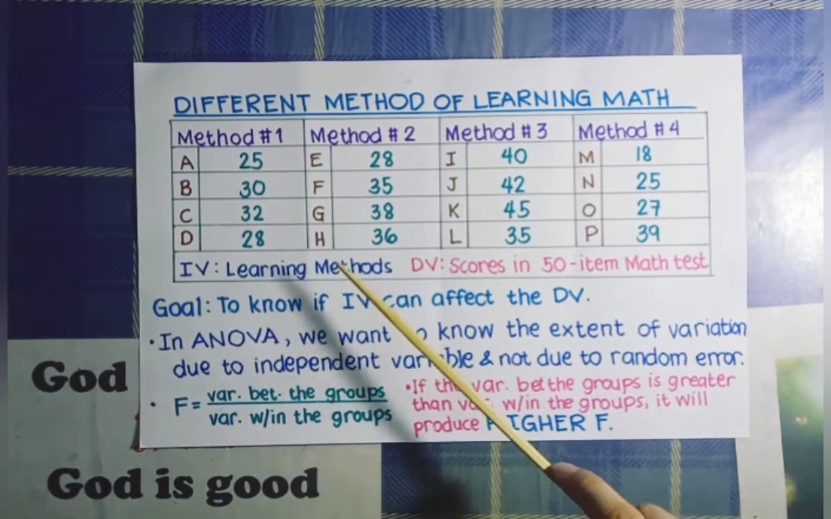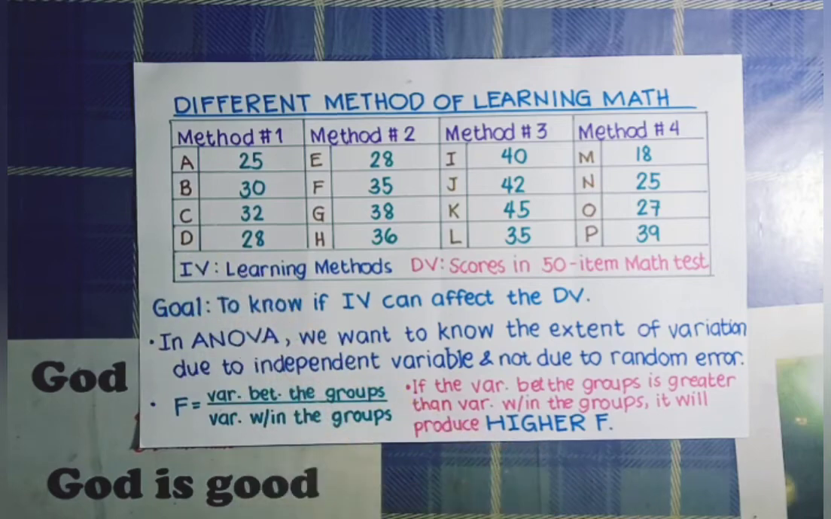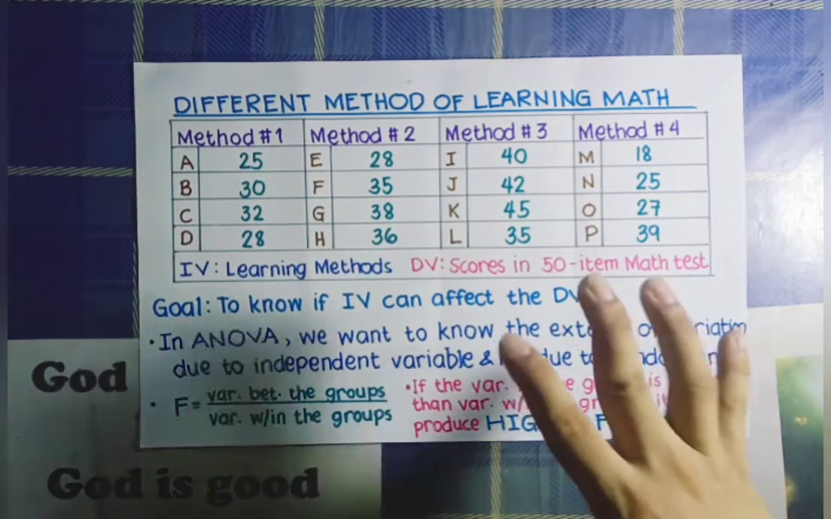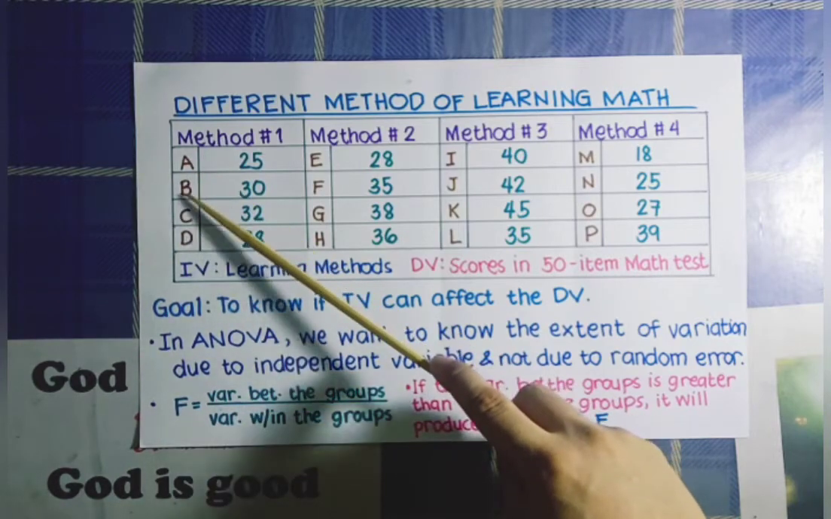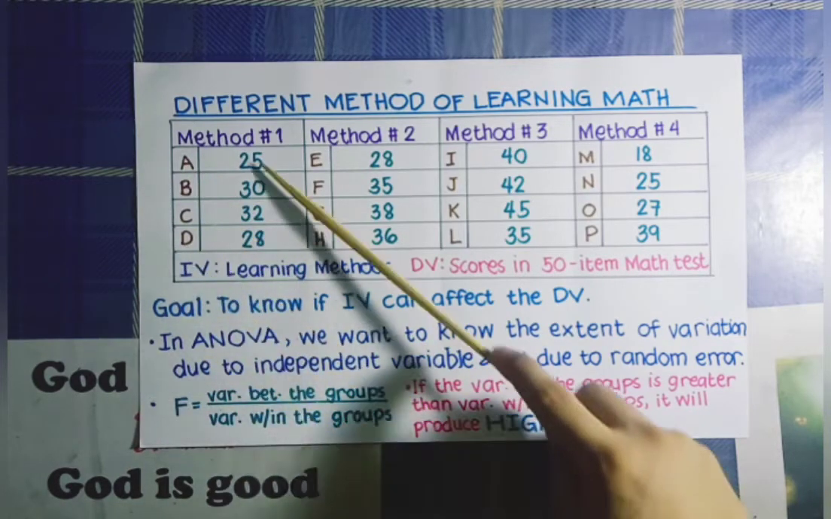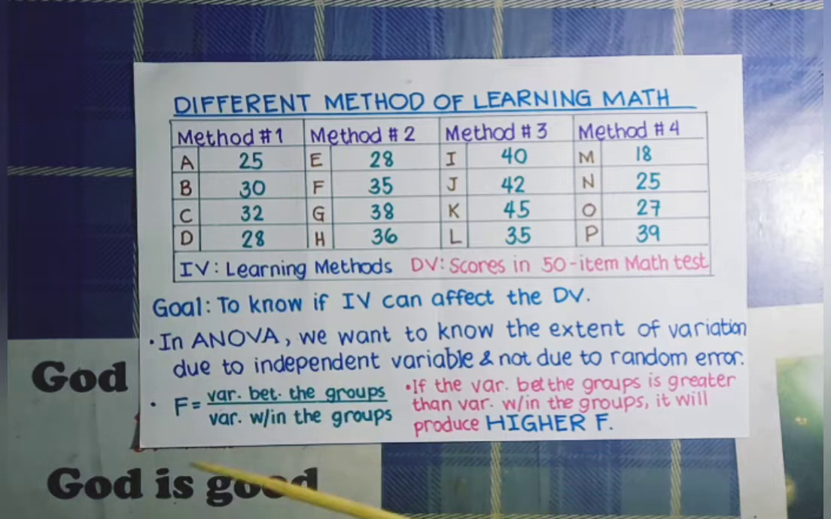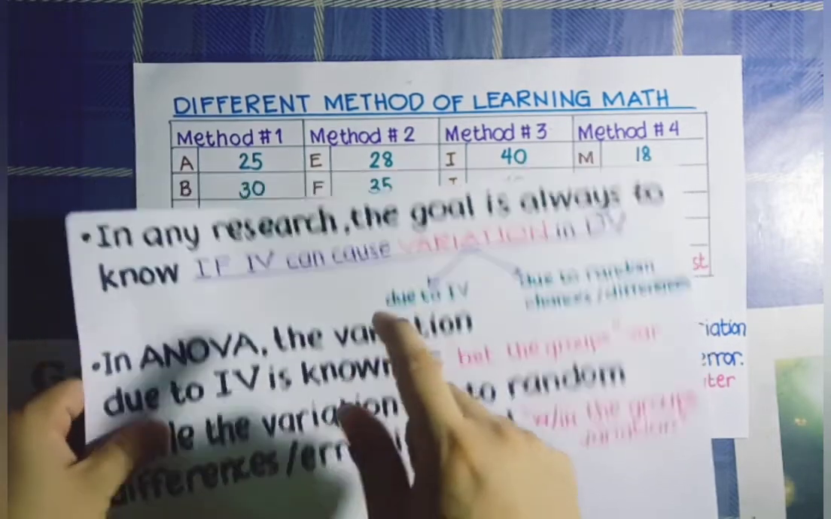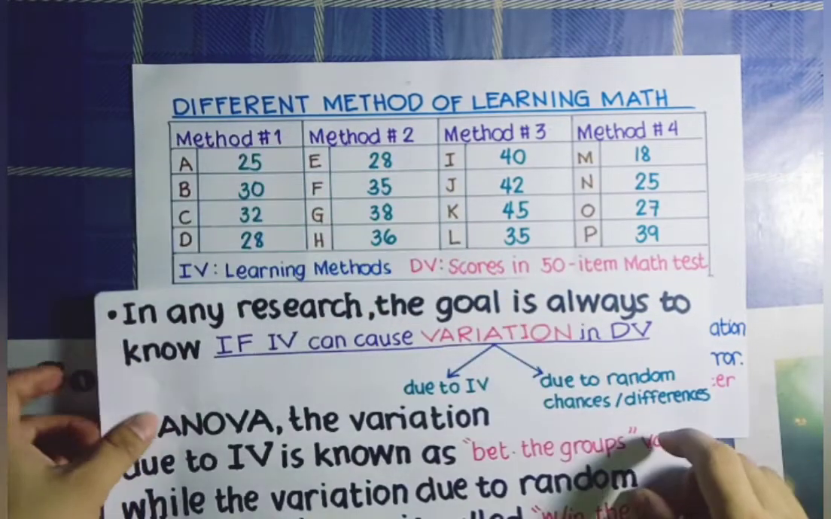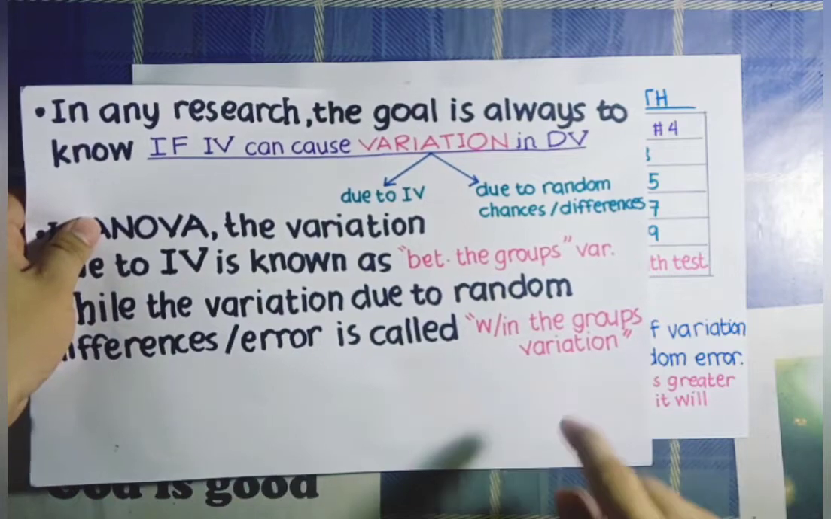However, if learning methods or our independent variable is the sole reason why we have variations in scores here, then how come that students A, B, C, and D got different scores even if they are exposed to the same method of learning mathematics? So obviously, there are certain factors, or there are random factors, differences, or errors that may cause these variations within the group. Hence the name within the group's variation.